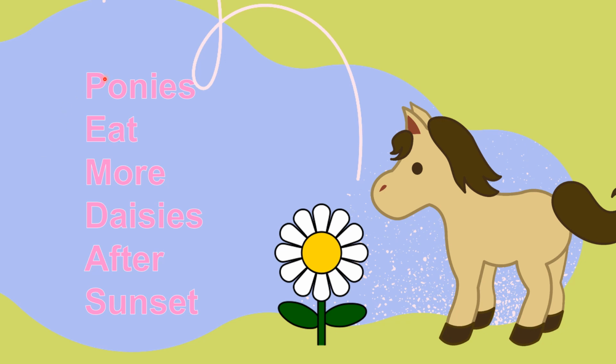Another way to remember is ponies eat more daisies after sunset. Again, let's read this together. Ponies eat more daisies after sunset. This is, again, our parentheses, exponents, multiplication, division, addition, and subtraction. At this point, I would probably pause and let the students come up with their own. We can brainstorm together, maybe take 1 or 2 minutes and see if we can come up with one of our own, or if we just want to settle on one of these two. For now, I'm going to settle on Please Excuse My Dear Aunt Sally and explain that that's the most famous one and the one that you'll see most likely in textbooks, online, things like that.